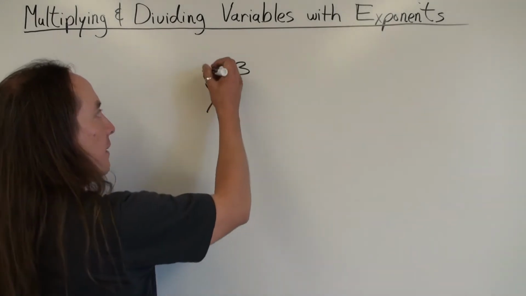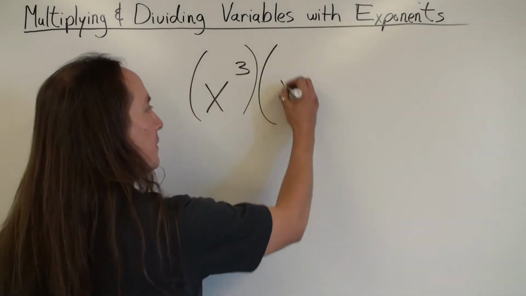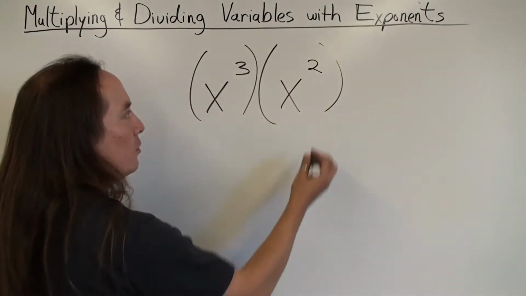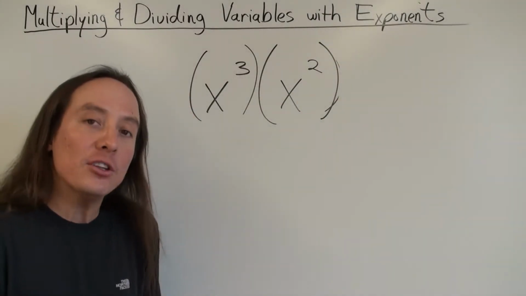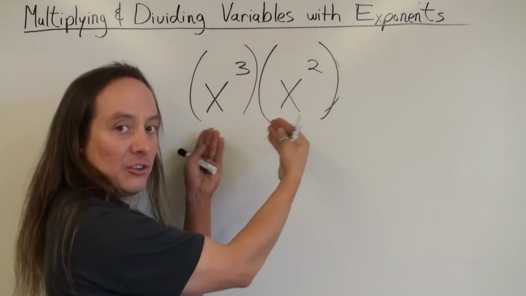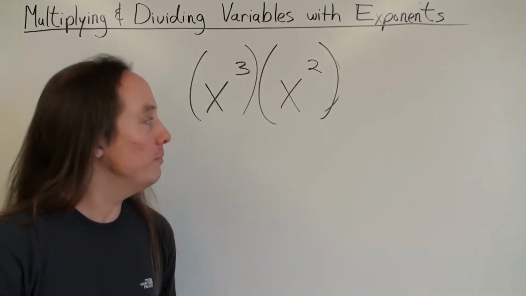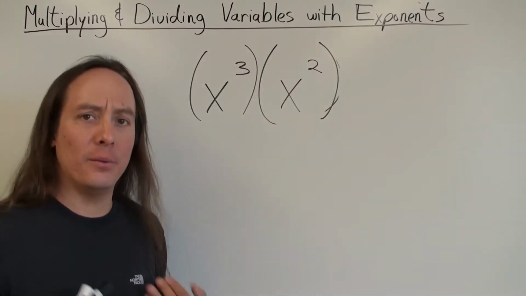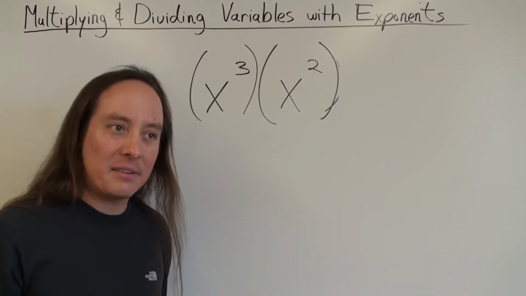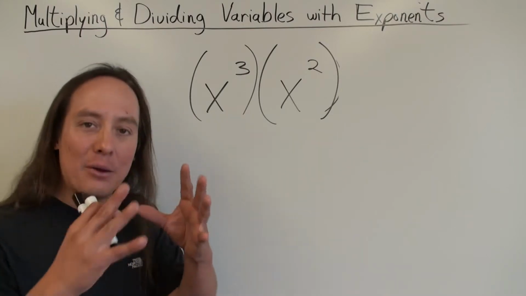if I do something like this? Okay, I have x cubed multiplied. Remember that when the 2 parentheses are touching each other, that means multiplication. So x cubed multiplied by x squared. What does that mean? It's pretty easy, but let me break it down for you first.